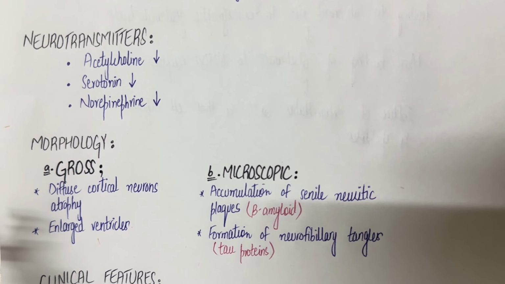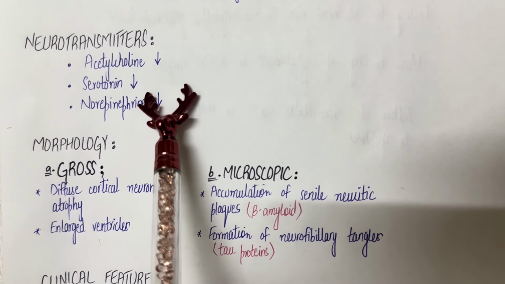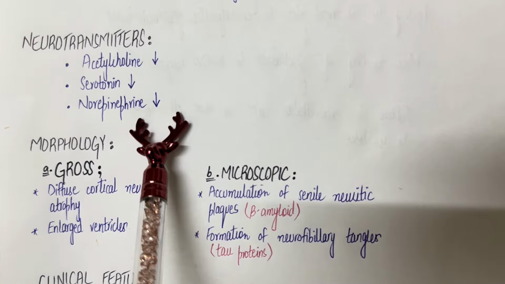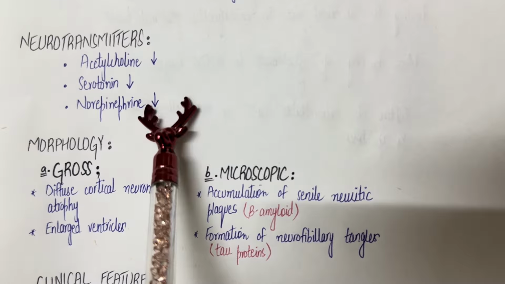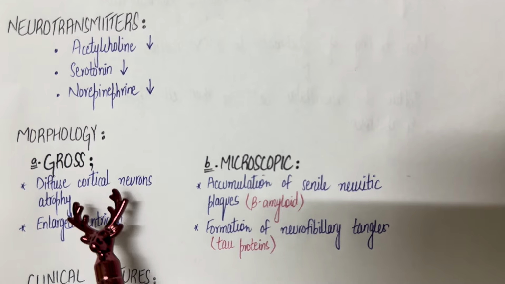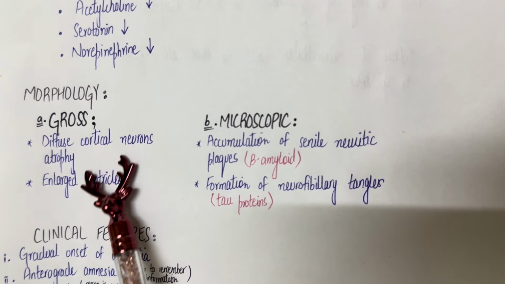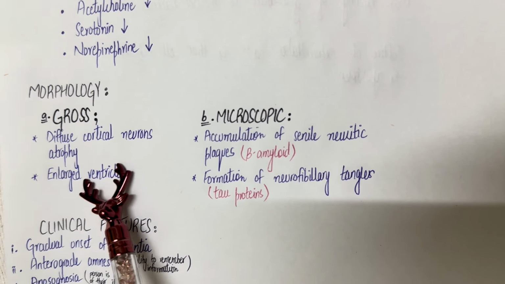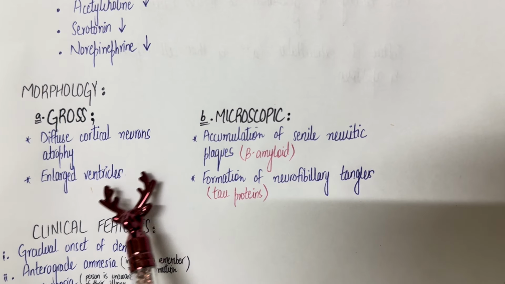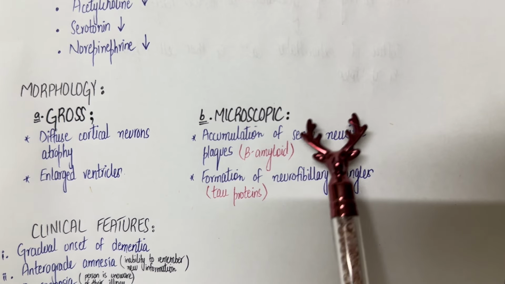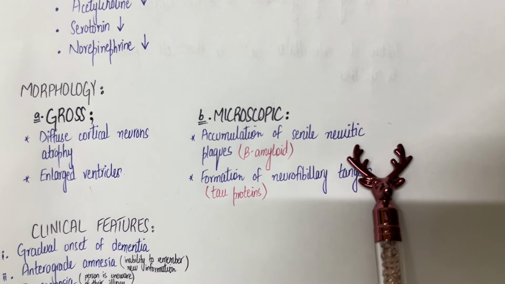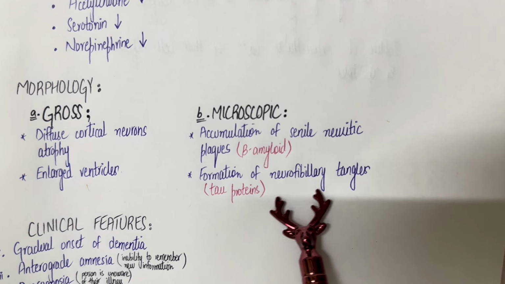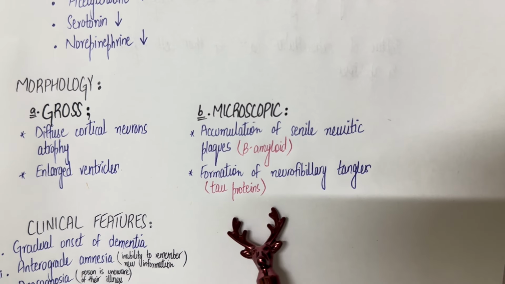The neurotransmitters involved are acetylcholine, serotonin, and norepinephrine. All of them are reduced, but the most important neurotransmitter involved in Alzheimer's disease is acetylcholine. Now discussing the morphology, we have gross morphology and microscopic morphology. Grossly, we see diffuse cortical neuronal atrophy and enlarged ventricles, while microscopically we see accumulation of senile neuritic plaques called beta amyloid and formation of neurofibrillary tangles called tau proteins.